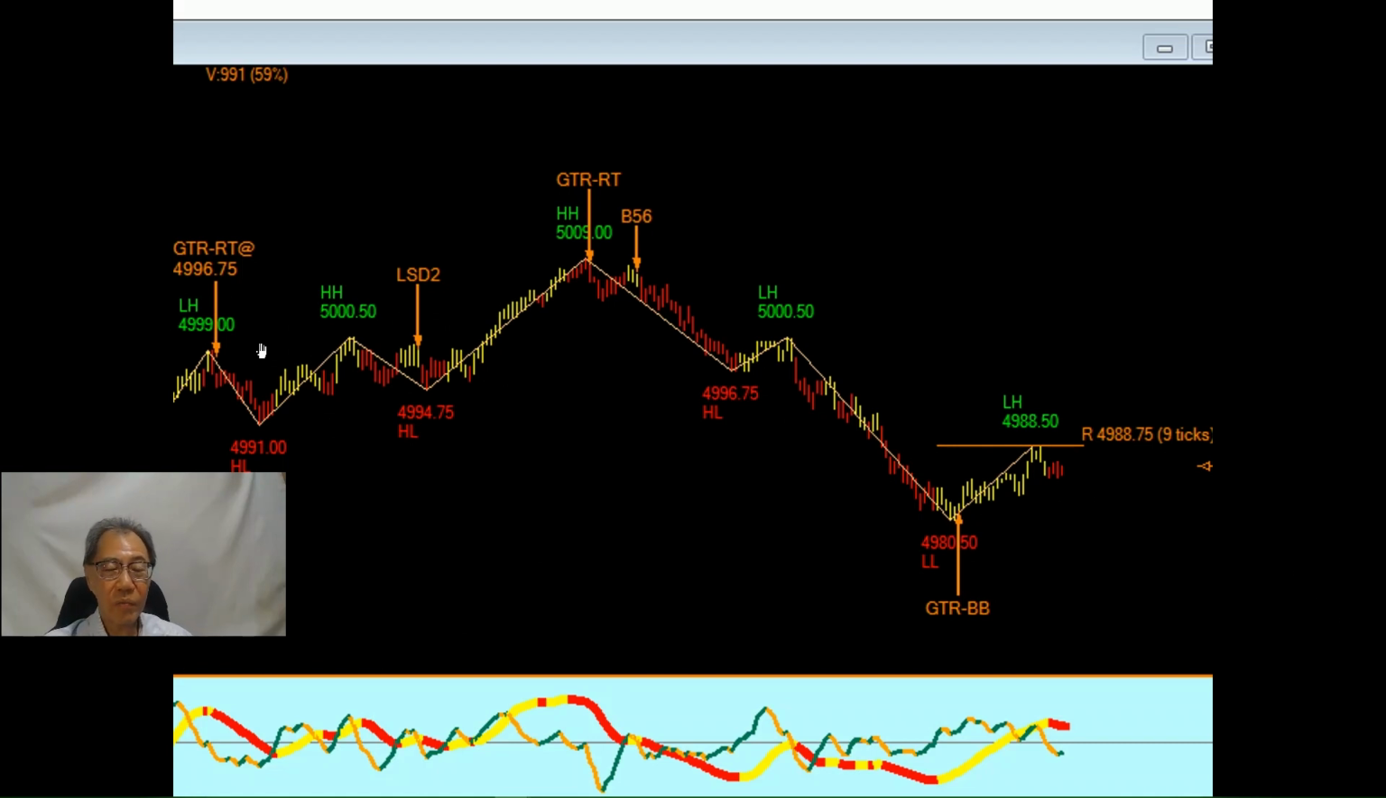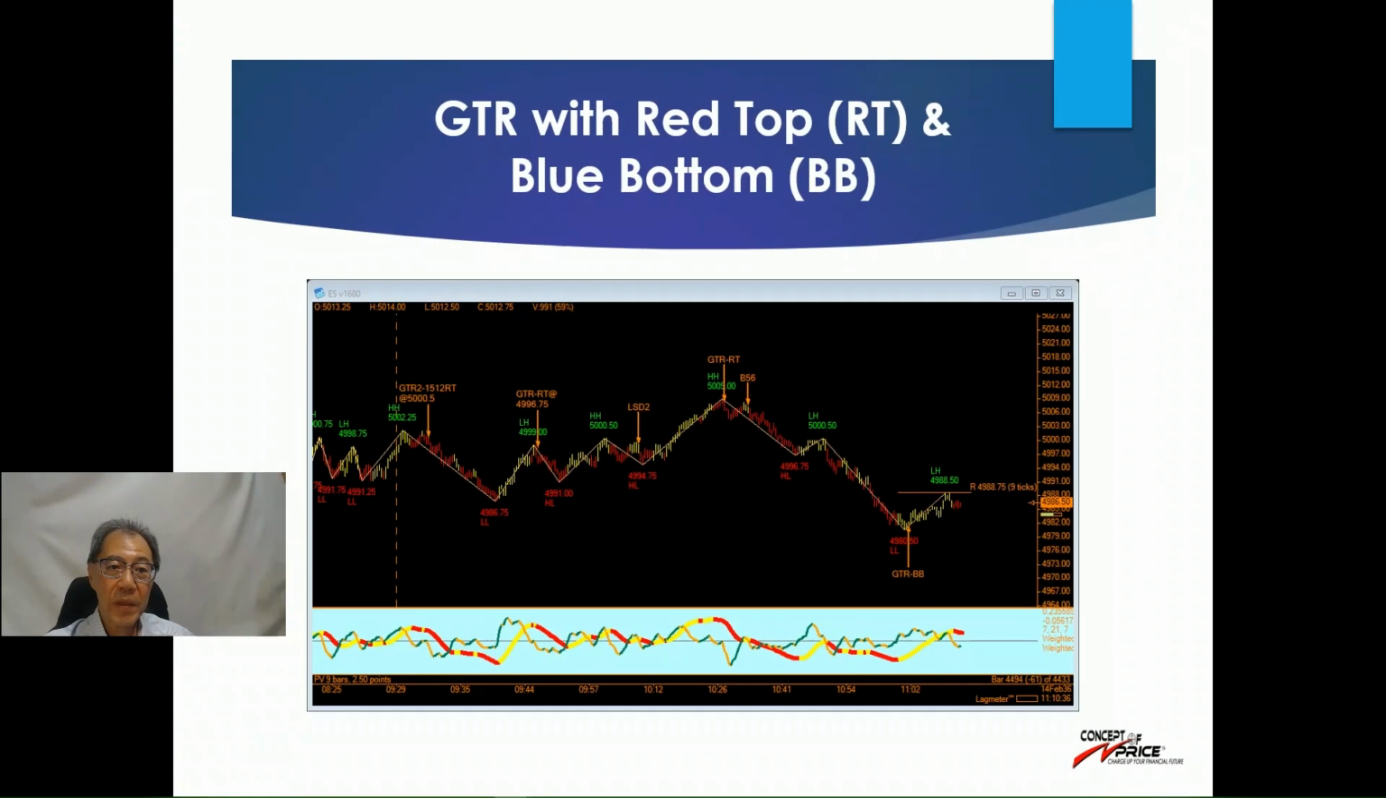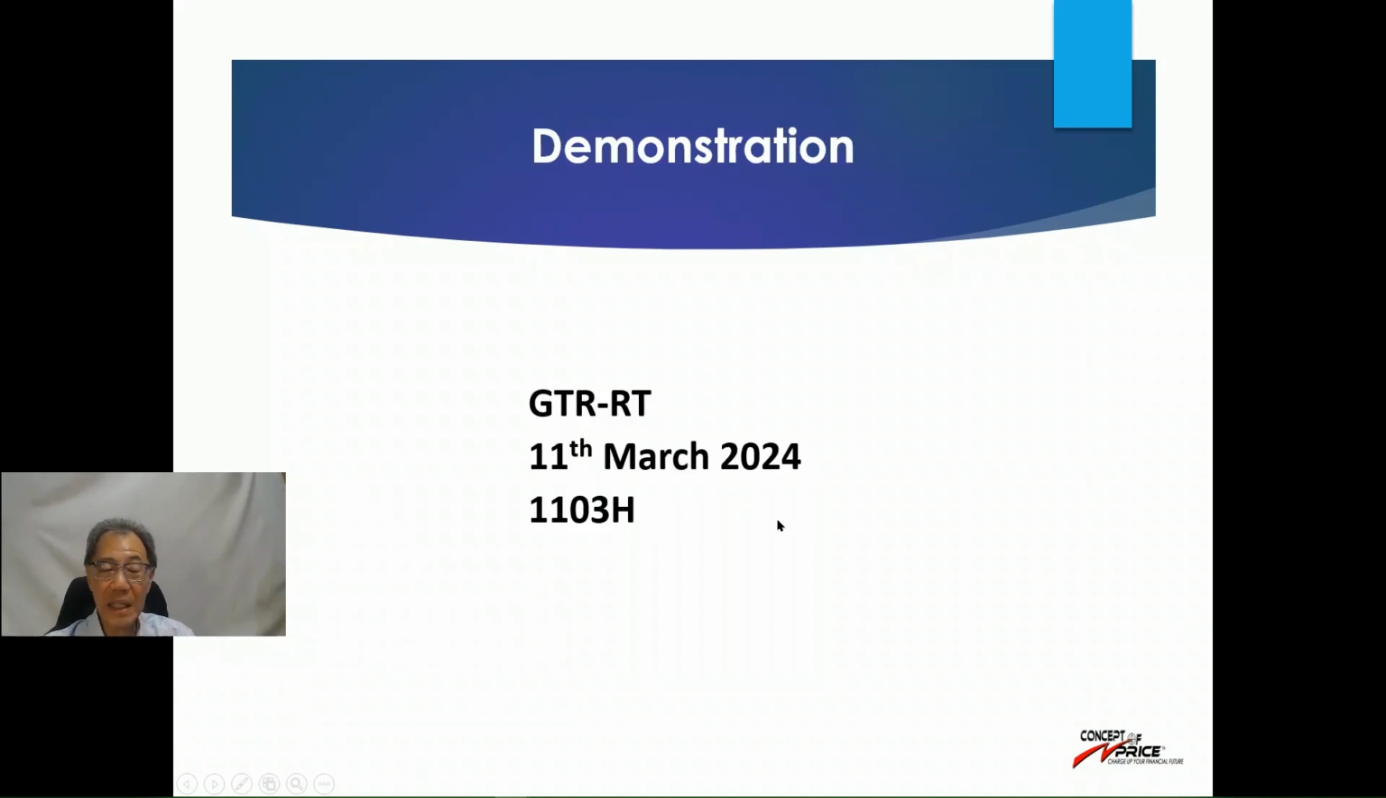So what we did was, when we see a red top or blue bottom, we apply a strategy called GTR to see whether we can take advantage of it or not. Very quickly, I'm going to show you on a moving chart an example of what a GTR is all about and how we take a trade with it. This happens on the 11th of March, this year, about 1.5 hours after market open, sometime around 11.